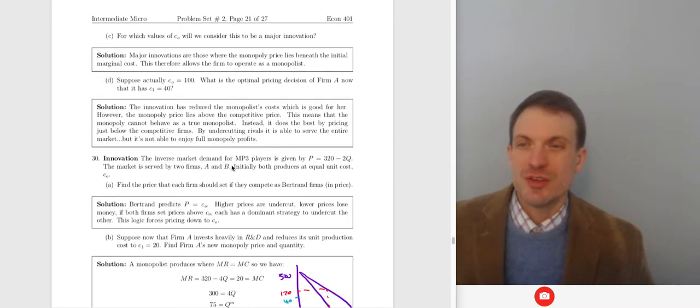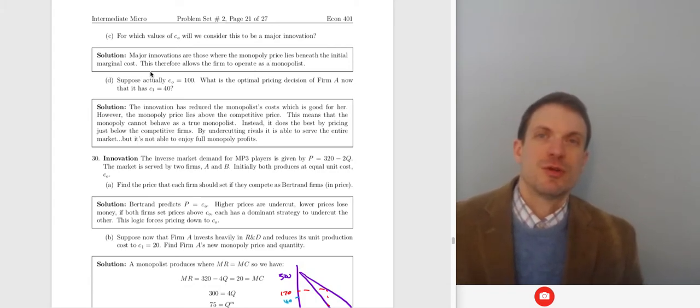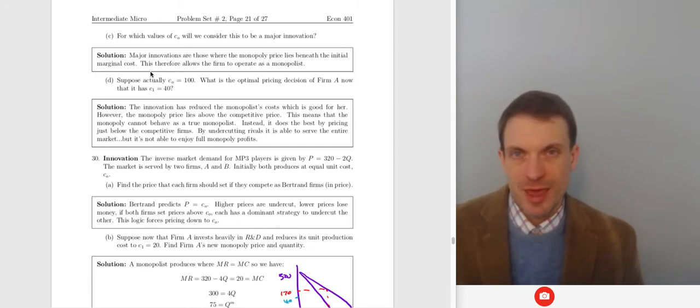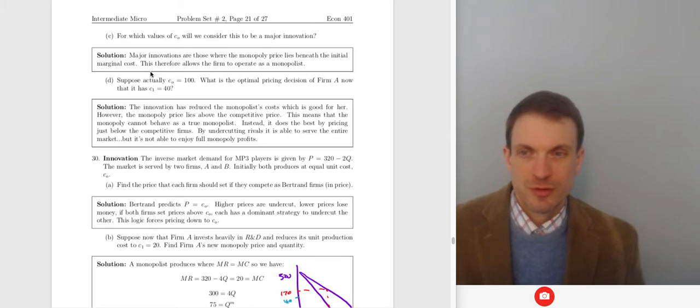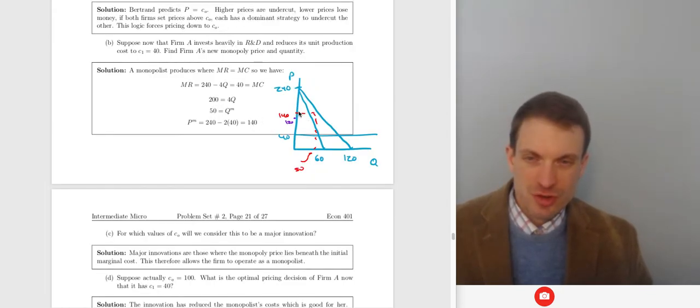For which values of C naught would this be a major innovation? Well, a major innovation would require that cost has fallen enough for this firm to capture the market and set the price as a true monopolist. So given that the price has gone to 140, we would need that the initial costs, the cost that the other firm is able to compete at, are at least 140 plus epsilon, something higher than 140.